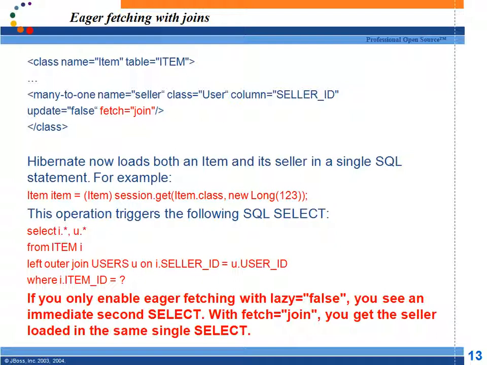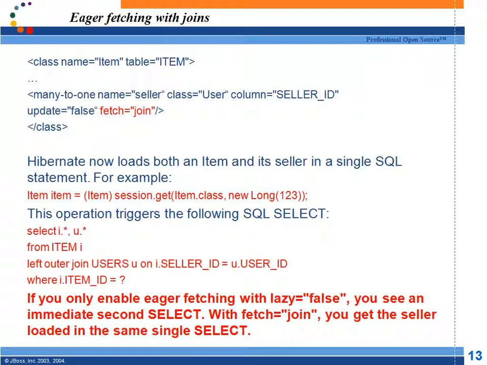What is the difference between lazy is equals to false and fetch is equals to join? Tell me. Fetch is equals to join, will it enable eager fetching? Yeah. I fired only for bank account. I said session get bank account. That's it. It automatically joined bank account with user. It made a join. So when I say fetch is equals to join, it is eagerly fetching.